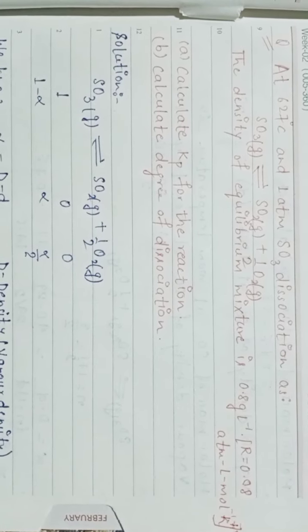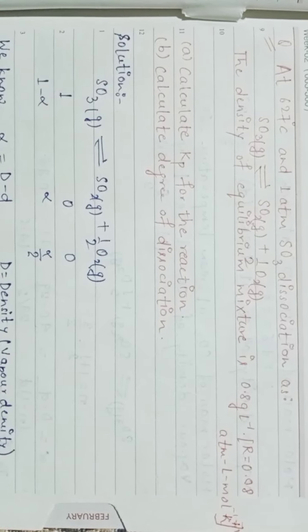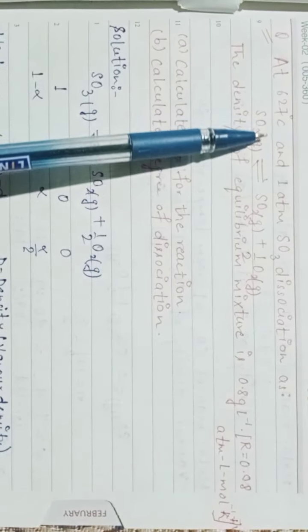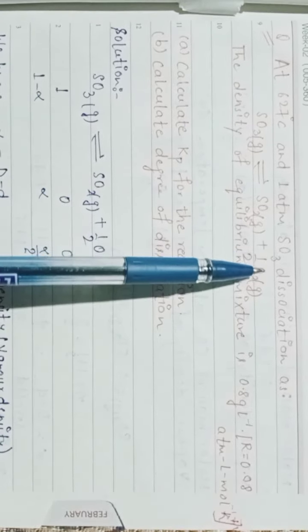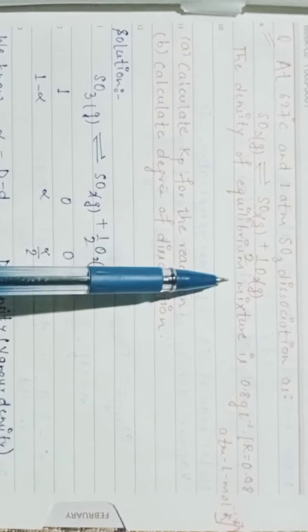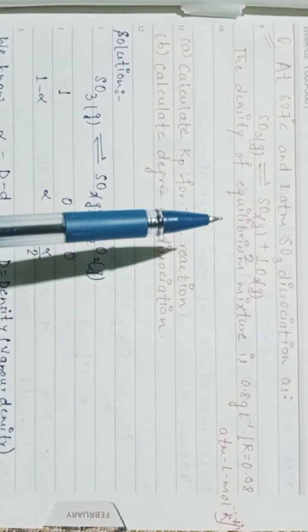Today I am here to discuss these questions of physical chemistry from the chapter Chemical Equilibrium. So be ready with the questions. The question says at 627 degrees Celsius and 1 atm, SO3 dissociates into SO2 and half mole of O2. First of all, we have to notice here that the state in which SO2 and O2 exist is gaseous. Now the density of the equilibrium mixture is given, and we have to find the Kp for the given reaction and the degree of dissociation. So, ready for the solution.